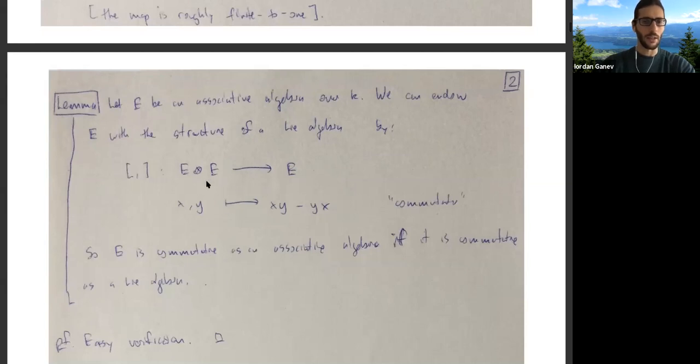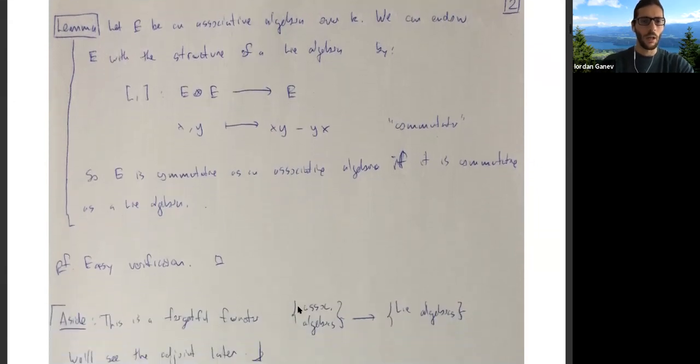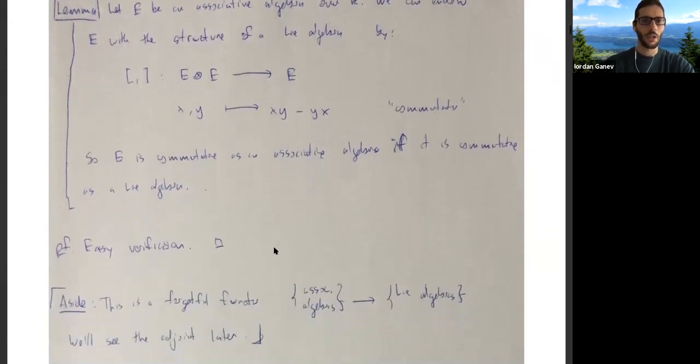You can check the axioms if you want practice with them, that they're satisfied in this case of Lie algebras coming from associative algebras. You can think of this construction as a forgetful functor. We're forgetting some of the structure of an associative algebra in order to produce a Lie algebra. Forgetful functors are often right adjoints. They have left adjoints, and we'll talk about the left adjoint, which is a sort of free functor, later on.